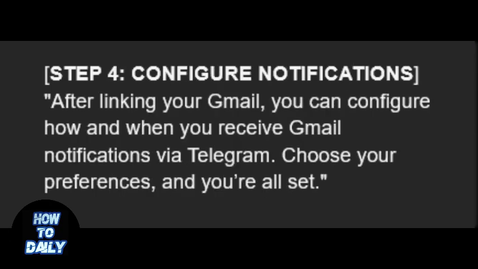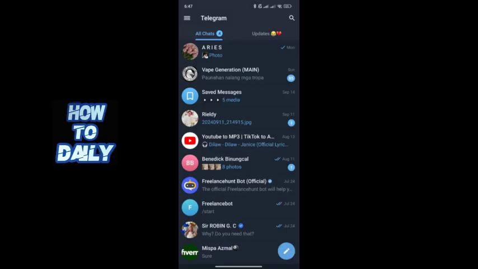Now, after linking your Gmail, you can configure how and when you receive Gmail notifications via Telegram. Choose your preferences and you are all set. And that's it. You have now linked your Gmail to Telegram.